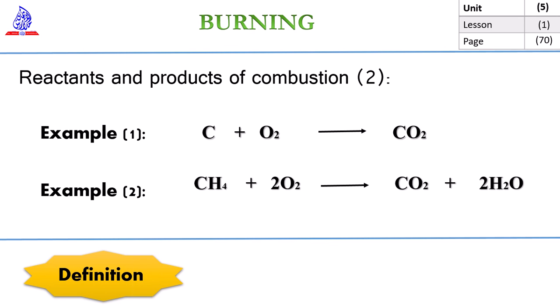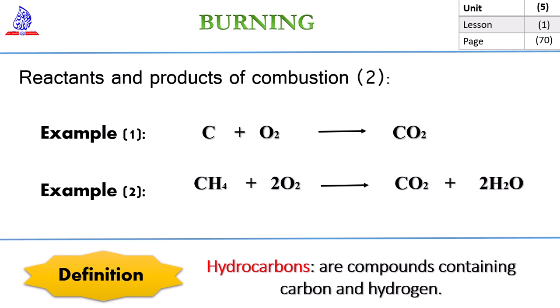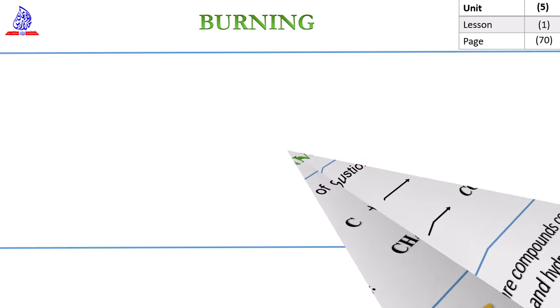So we have a definition here. Hydrocarbons are compounds containing two types of element, that is carbon and hydrogen. So a hydrocarbon is a substance which includes carbon and hydrogen together at one time.